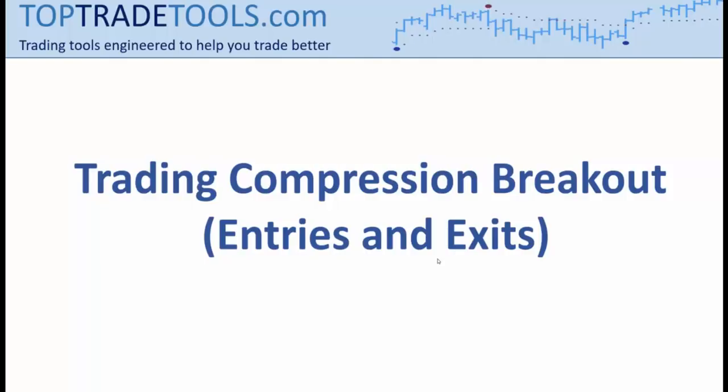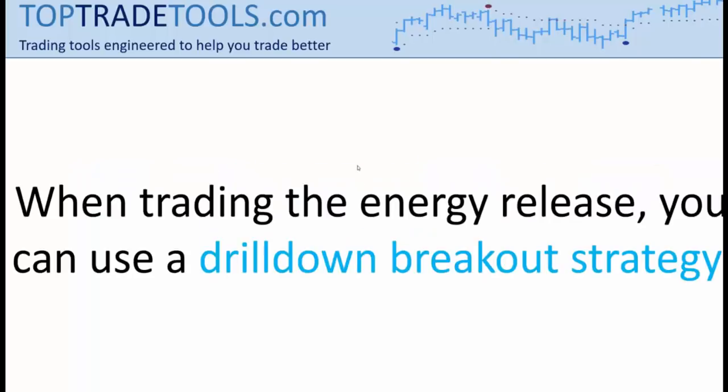I've shown you some neutral option strategies that you can consider. The other thing you can use is a breakout strategy, which is one very simple alternative. So when trading the energy release, you can use a drill down breakout strategy. So what does that mean? Drill down means that you're looking for a shorter term time period. So if your setup occurs in, let's say, a 240-minute chart, that's your setup, your trading time frame, then you may want to consider a 15-minute chart, or 15-minute price bars versus 240.